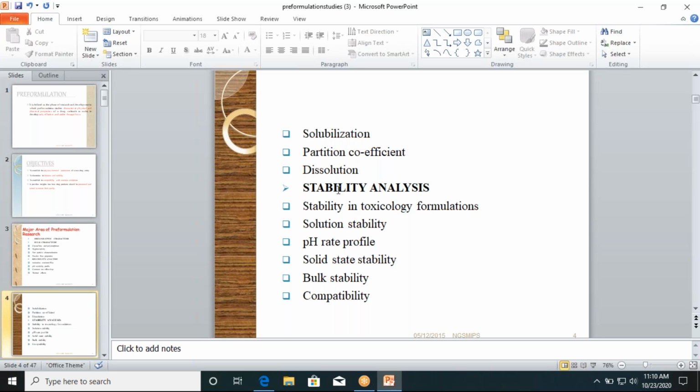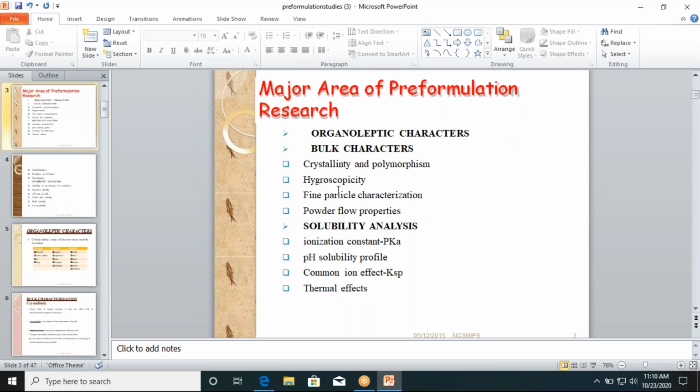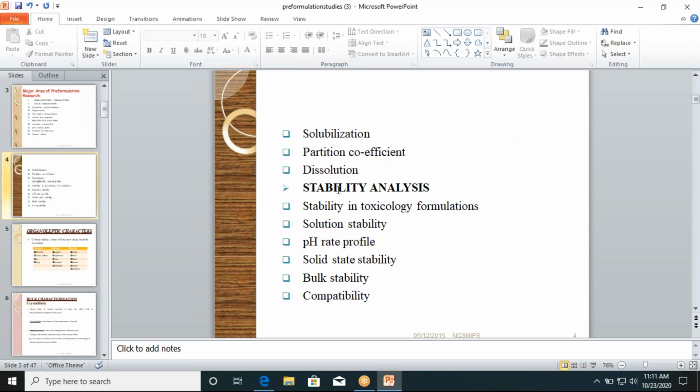When the drug is formulated in solution, whether it has good stability, and the pH rate profile, what the stability of the drug will be at different pH, will be determined. In solid state, the stability will be determined, and the bulk stability of the drug. Finally, the compatibility of the drug with various excipients will be determined. So these are the three major concerns. One is organoleptic characters, bulk characters, solubility analysis, then stability analysis will be done.